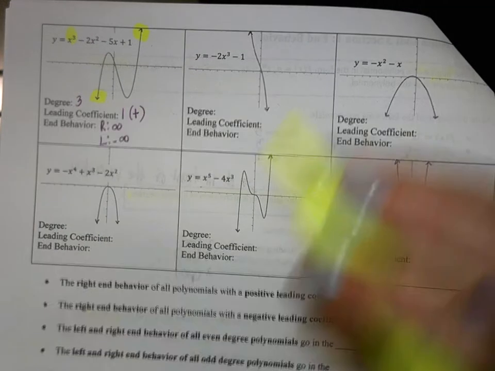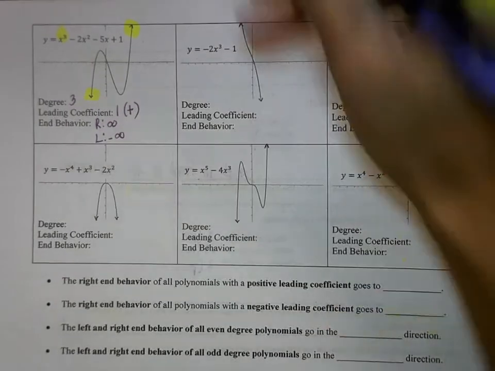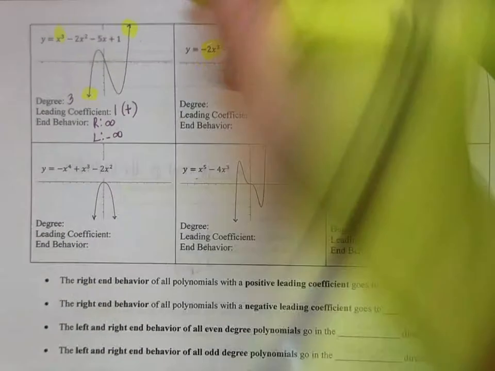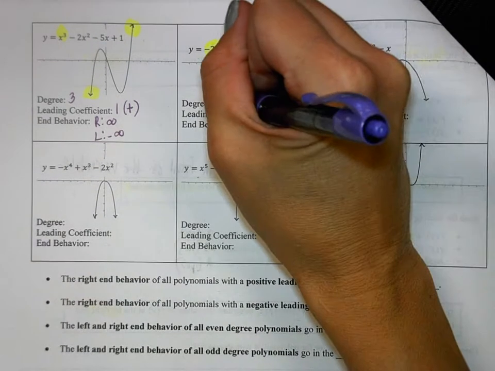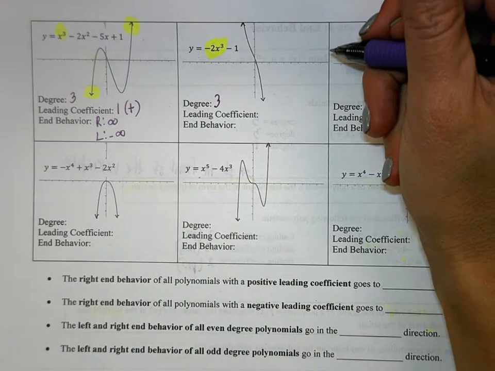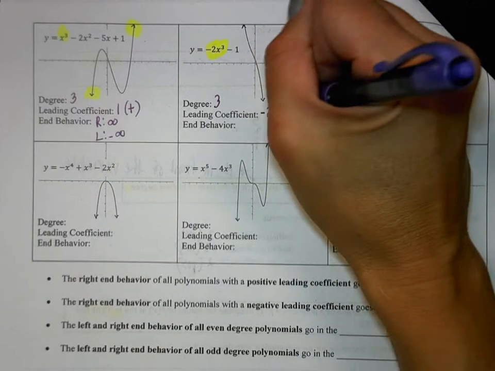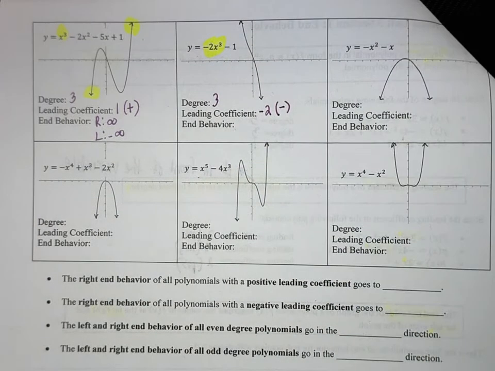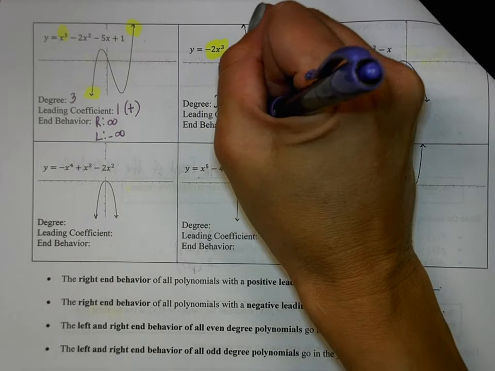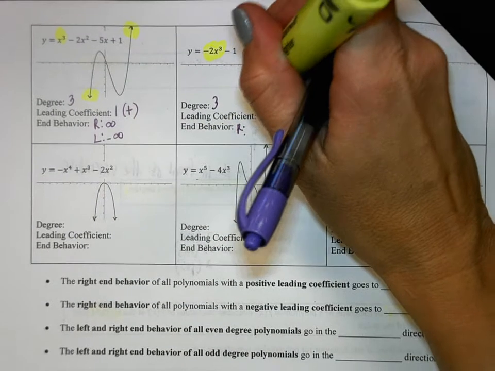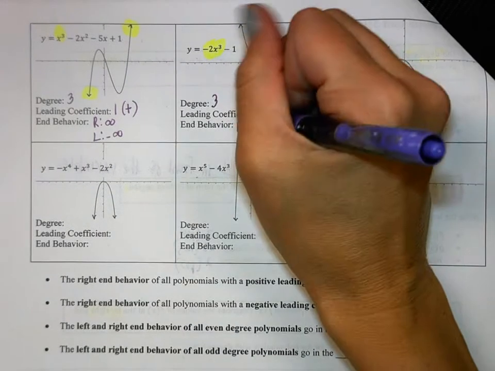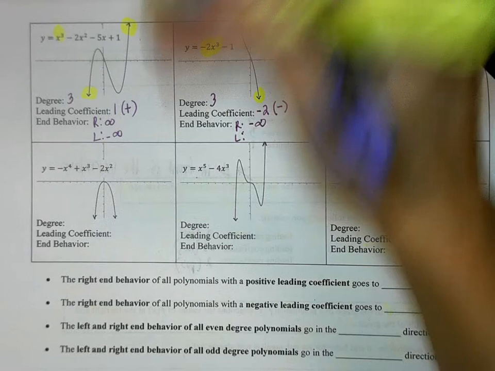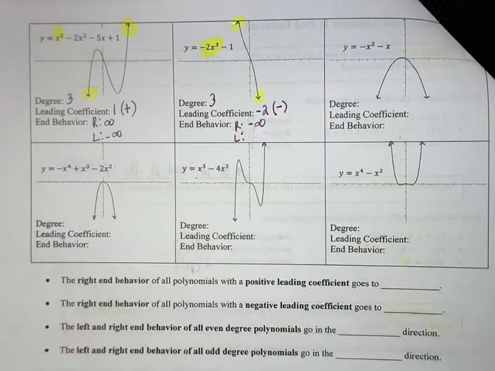Okay, so we're going to go and do the same thing now for this next one. So first of all, what is my degree? Nope. The degree is 3. The leading coefficient is negative 2, and specifically it is negative. My right end behavior is going where? Down, which means negative infinity. And my left end behavior is going to positive infinity.